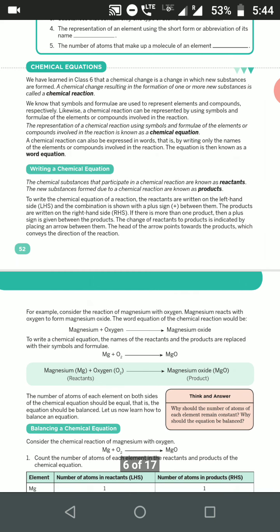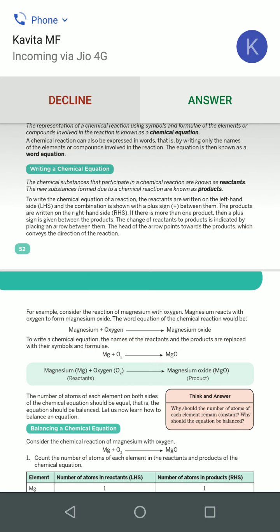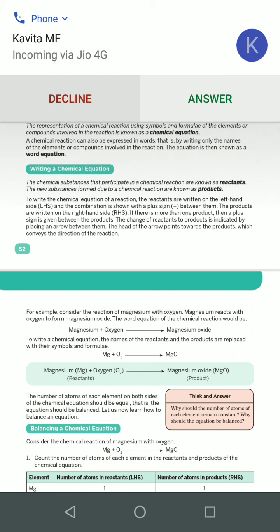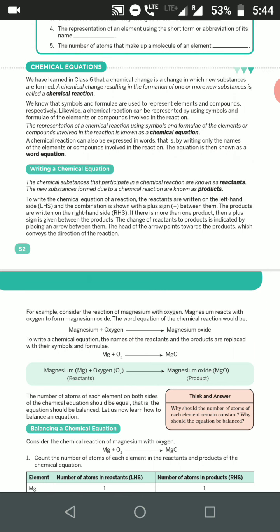Now, how to write a chemical equation? To write a chemical equation, the reactants are written on the left hand side, whereas the products are written on the right hand side. Reactants are always written on the left hand side, and the products are always written on the right hand side.